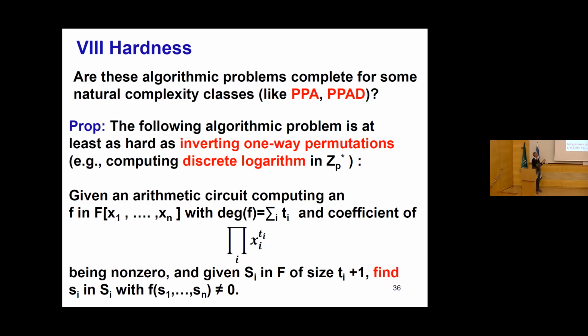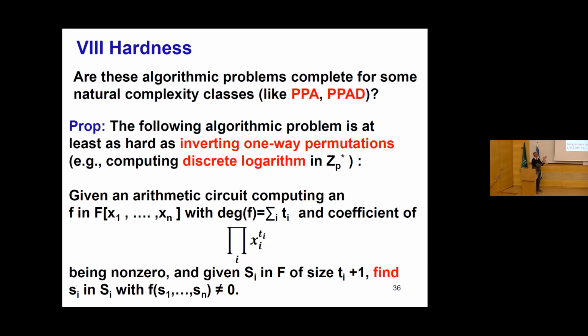This is hard. It is as hard as inverting one-way permutations, like, for example, computing discrete logarithms in big fields, which are believed to be hard. There are some cryptographic protocols based on this assumption. So suppose you are given an arithmetic circuit, and it's computing a polynomial in n variables over a field. This field can be even the binary field.